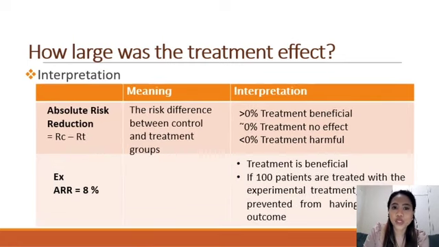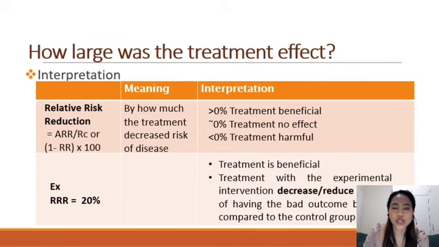Absolute risk reduction, or ARR, is the risk difference between control and treatment groups. ARR greater than 0 means the treatment is beneficial. ARR of 0 means the treatment has no effect. And an ARR of less than 0 means that treatment is harmful.